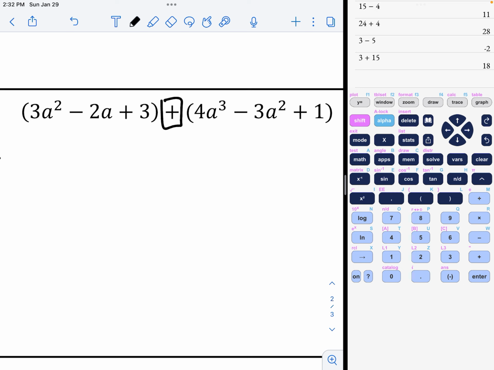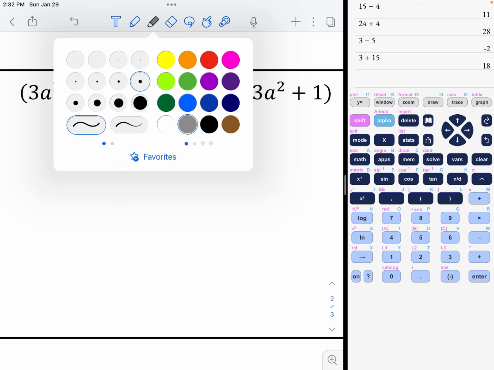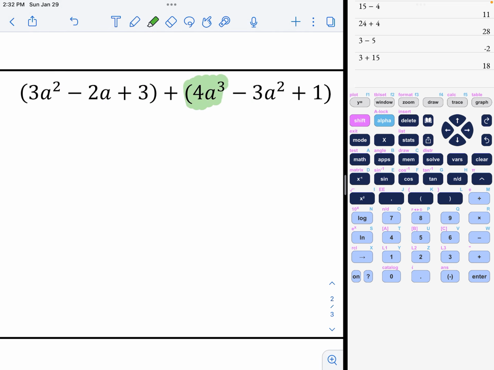See this plus sign? I'm just going to add, or let's use the real words, I'm going to combine my like terms. And here we go. Let's see if we can find them, guys. So I can see, let's erase this mess here because I already wrote it. I'm going to color them. This is the only one that has an a cube, so it goes first.